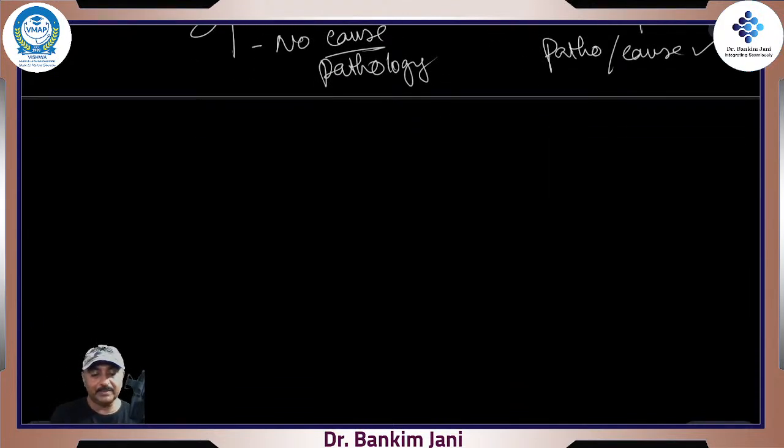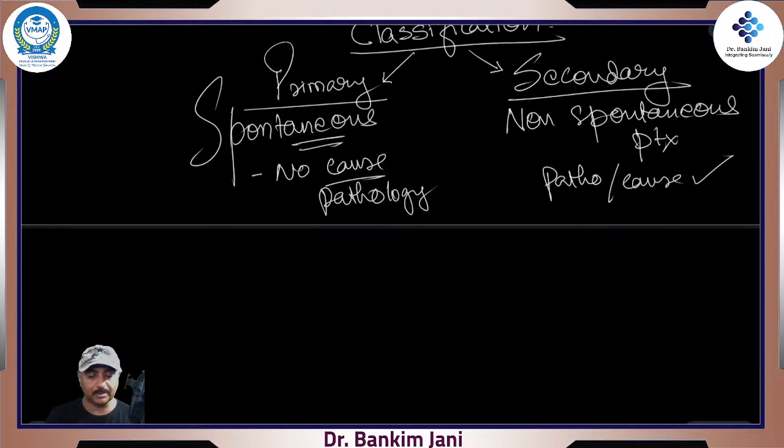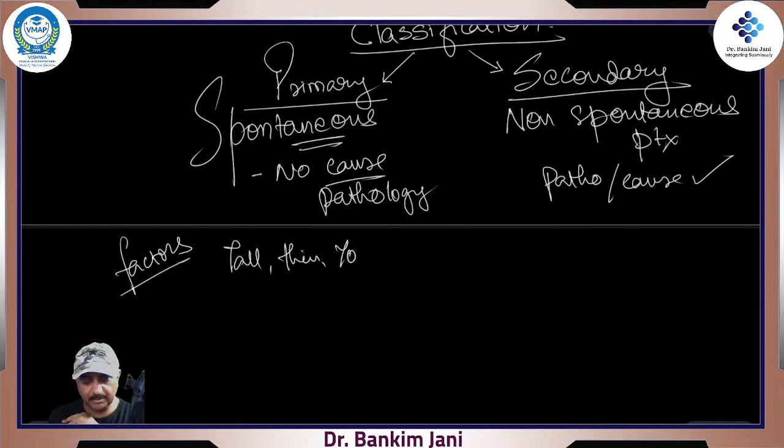Now see, as we said, in case of primary pneumothorax, there is no cause. But few of the factors are very important. Typically, when it comes to primary pneumothorax, you'll find that it is the male, young male, tall, thin, young male, who is a smoker.